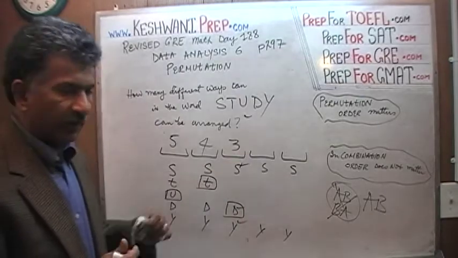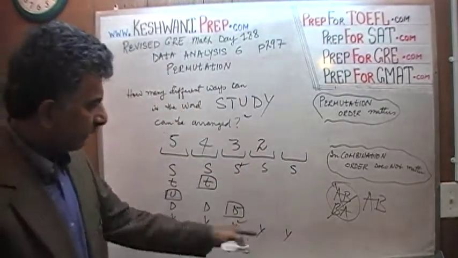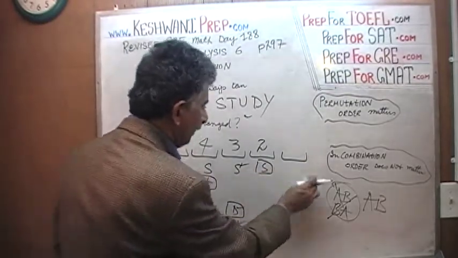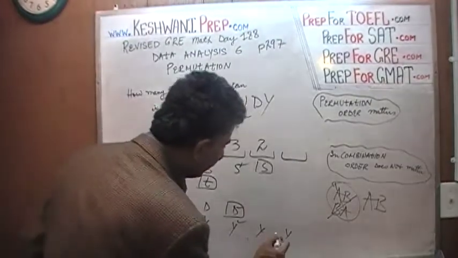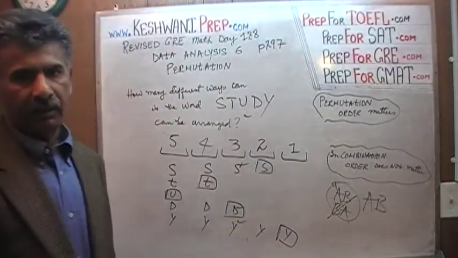How many choices do we have for this spot? We have two choices, either S or Y. Let's pretend that we pick letter S. If you pick letter S, we no longer have the choice. And finally, at the very end, whoever is left has to go here. There is only one way we can fill that spot.